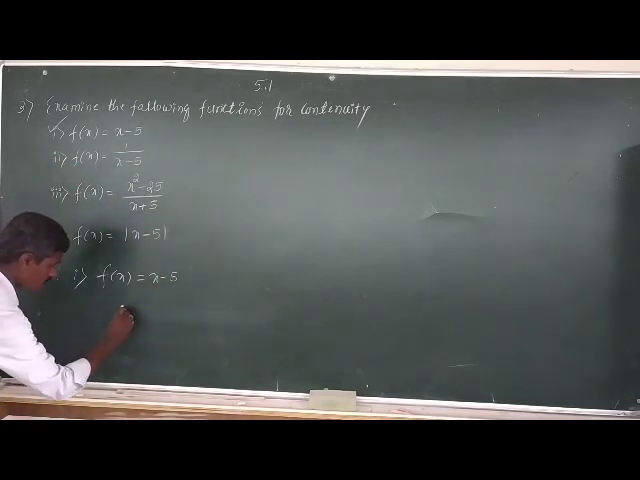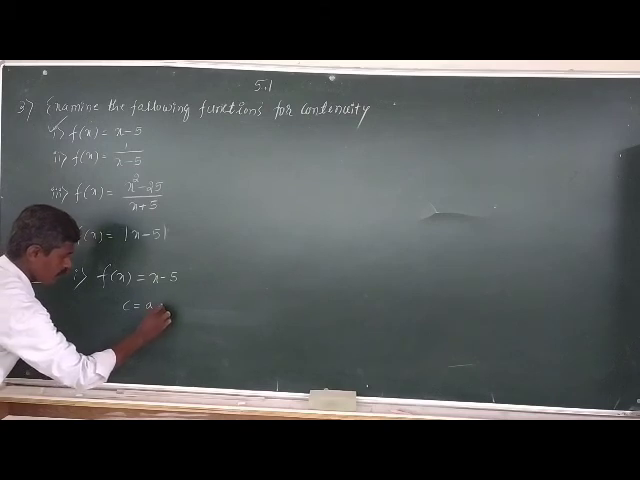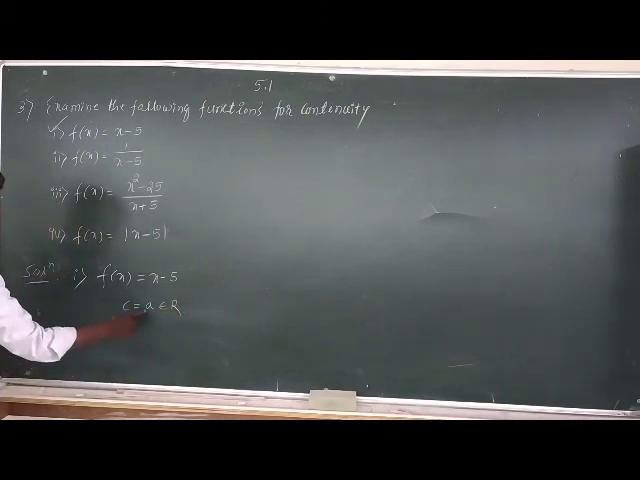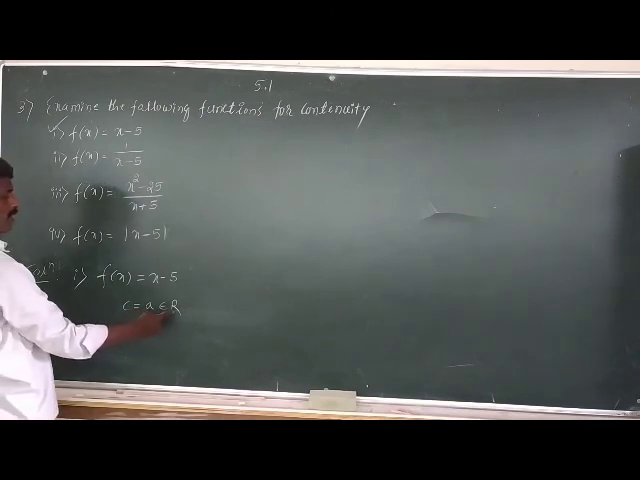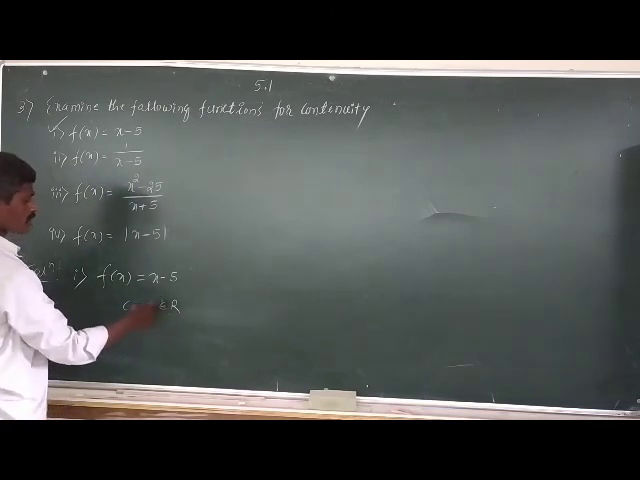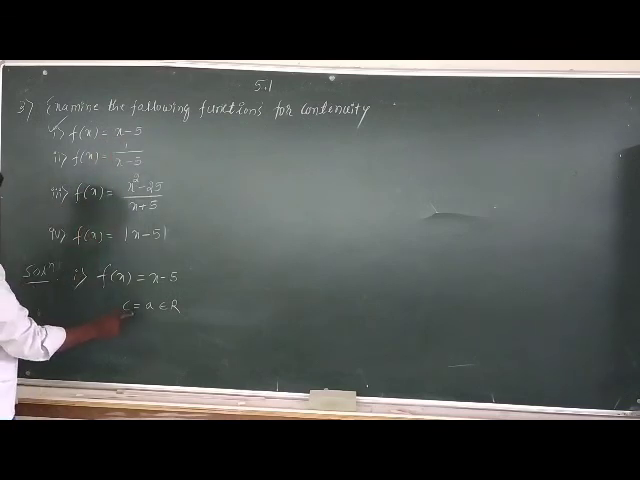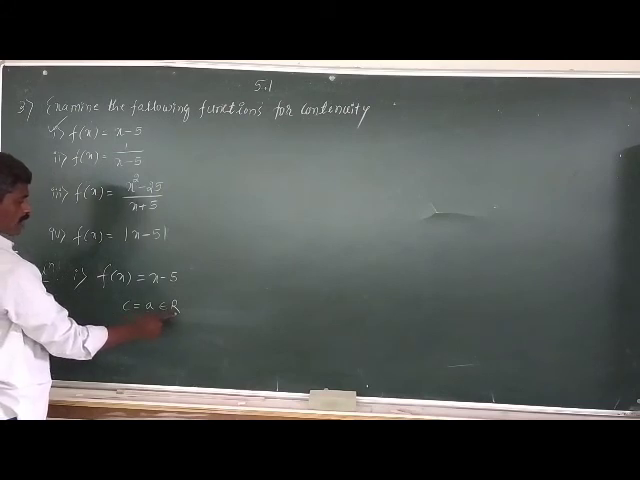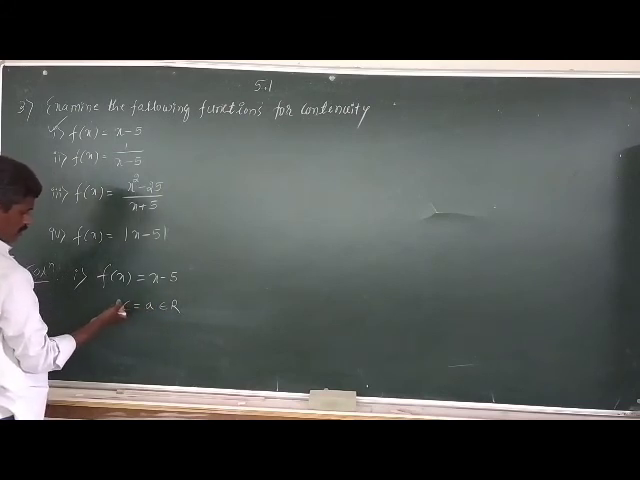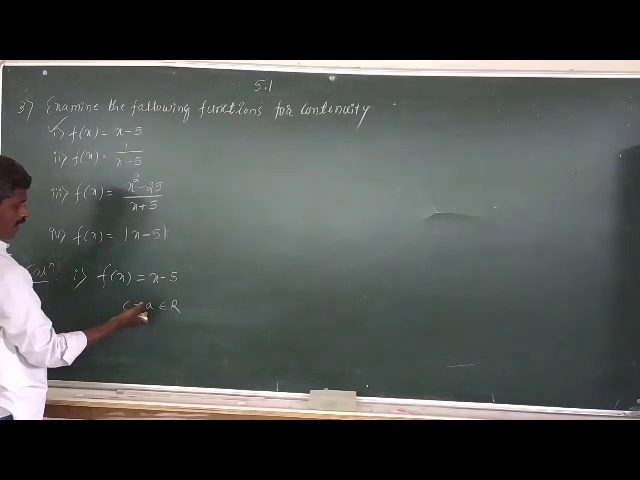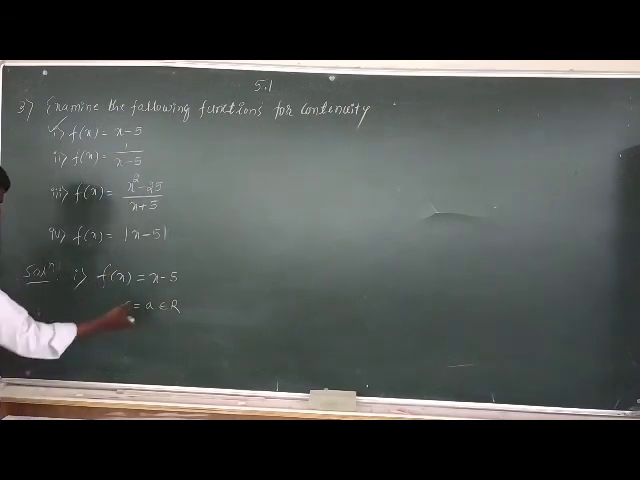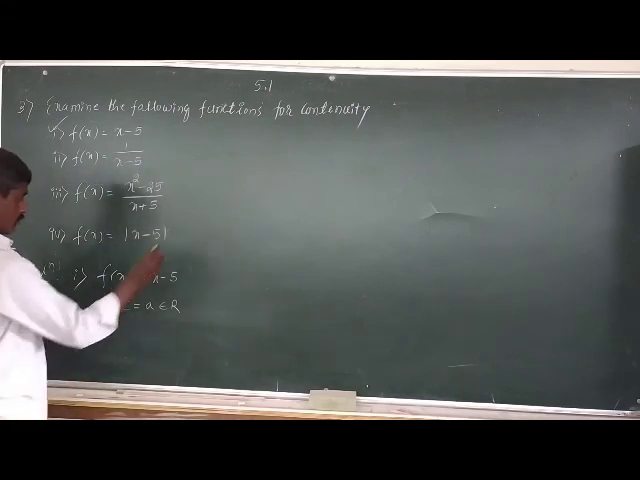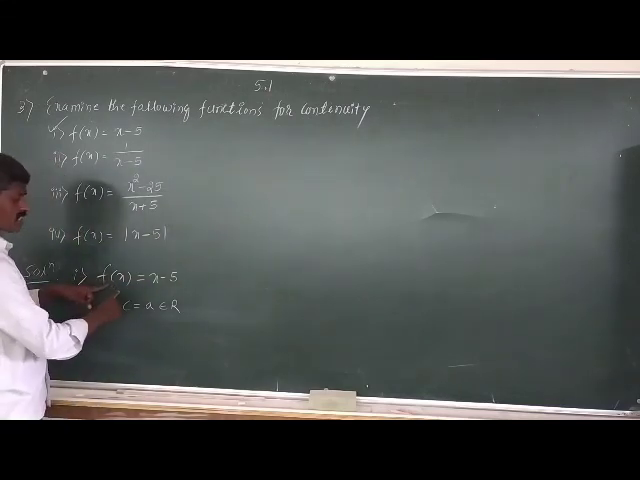Here you take c equals a, meaning a belongs to R. C equals a is the limit point. It belongs to the real numbers, because the limits are not given here. Hence we take a as a point which belongs to the real numbers, some real number. Here a is taken from the real numbers, for our simplification. Now here the function is a single function only.